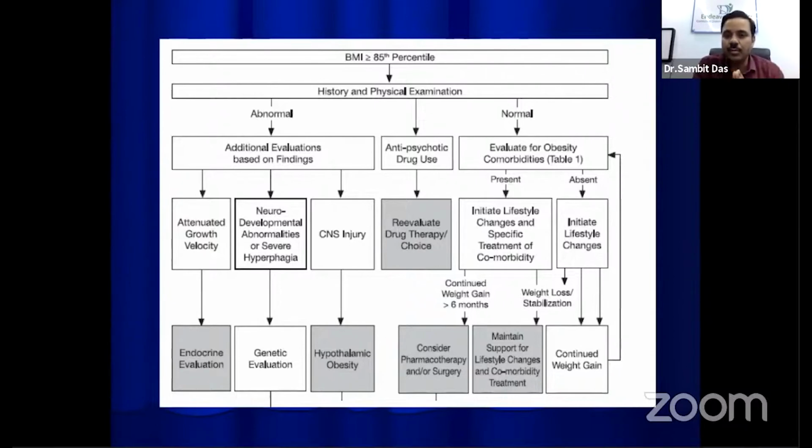If everything is normal, then probably we are dealing with an exogenous obesity. And if comorbidities are present, we need to initiate with the lifestyle changes, and specific treatment for comorbidities are to be given to the patient. Continued weight gain for more than 6 months, we can start with a pharmacotherapy. I'll be discussing when we should start with the pharmacotherapy. And if there is weight loss and stabilization, maintain that lifestyle modification. And if on evaluation of obesity there is no comorbidities, we can continue with lifestyle modification alone.